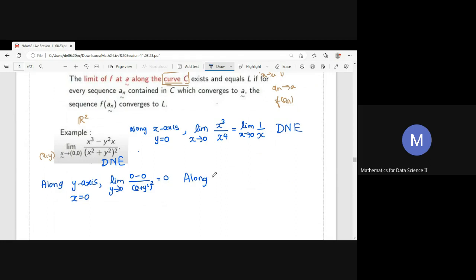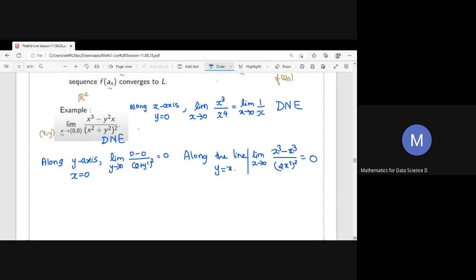And what happens along the line y is equal to x, for example? In that case, if you put y equal to x, you get x cube minus x cube by x squared plus x squared, the whole square. Again, it is 0. So if you start with this, you will think that all the limits may be existing, but be careful. You have to try various different directions.